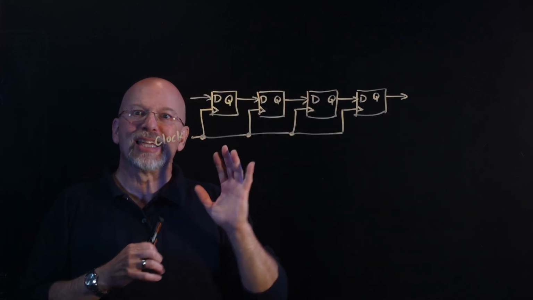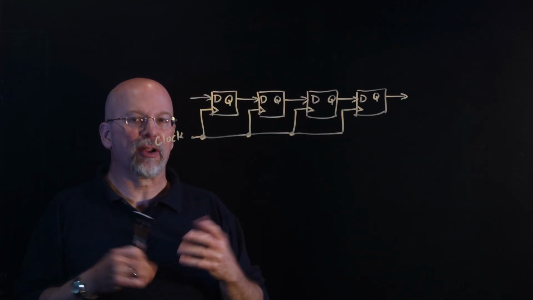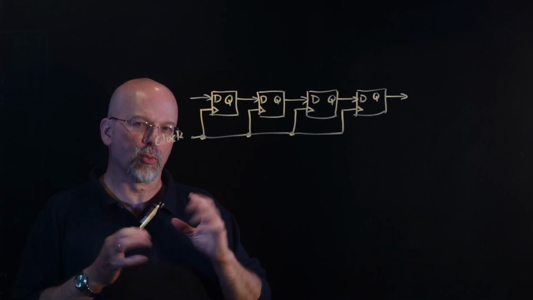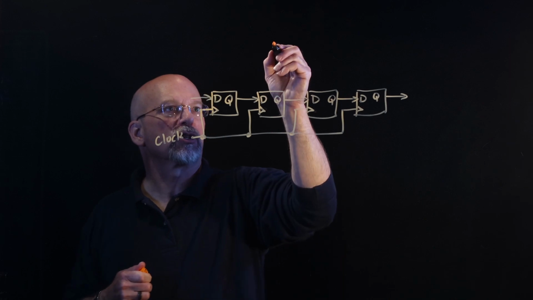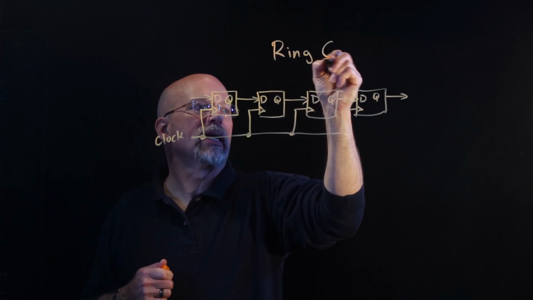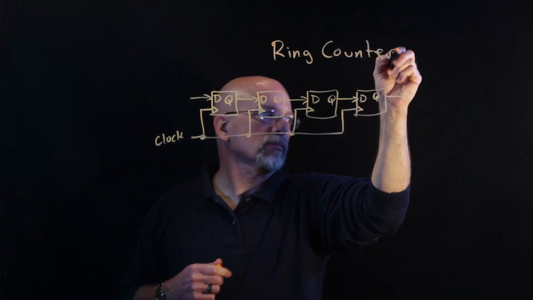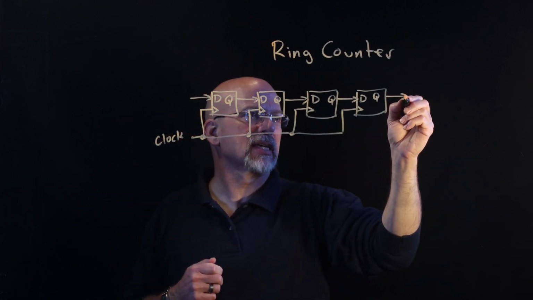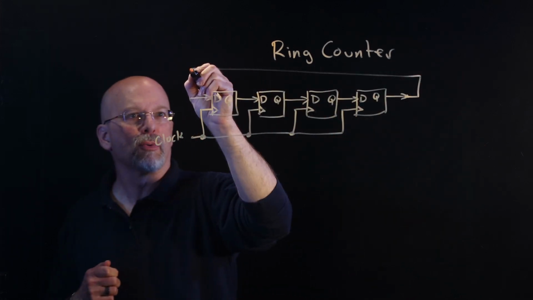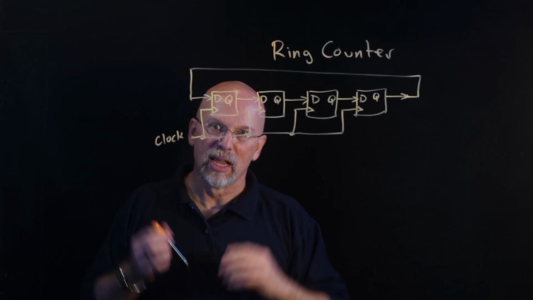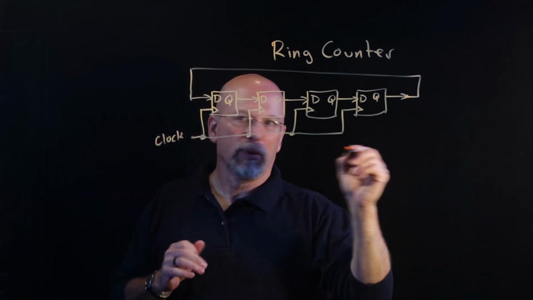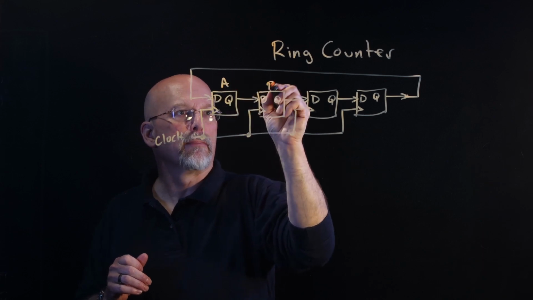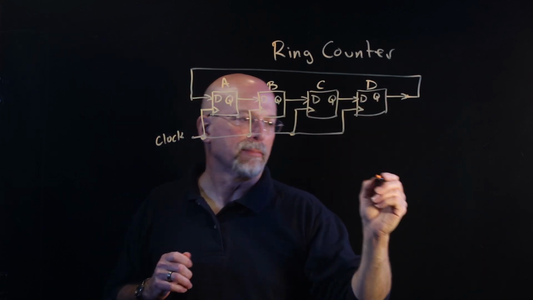Now, this is called a shift register, and it is a very important component whenever it comes to hardware design for computing systems. What we're going to do, however, is create something called a ring counter. A ring counter simply takes the output and wraps it around so that it becomes the input for the system. Let's just call these A, B, C, and D.